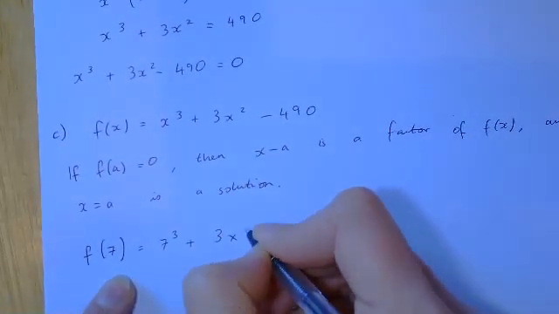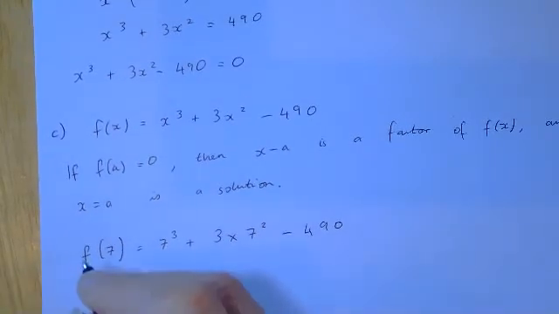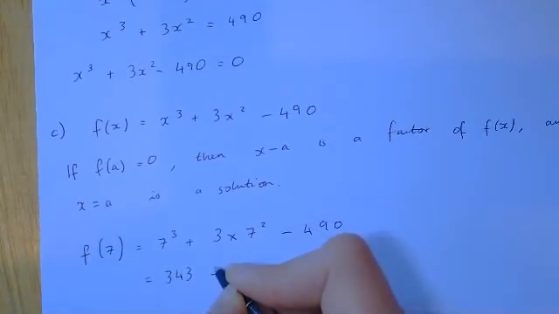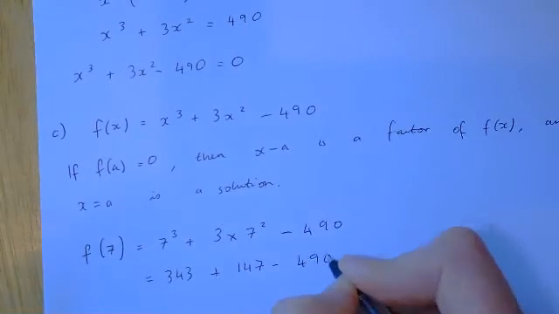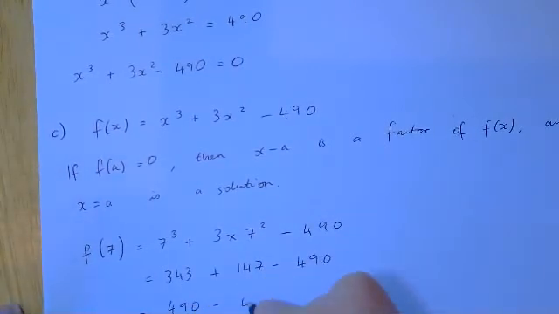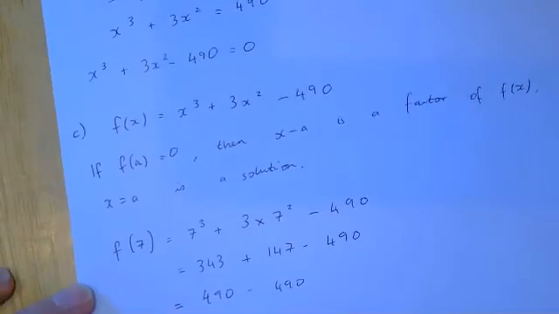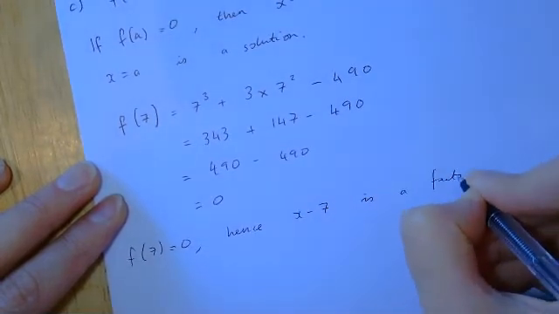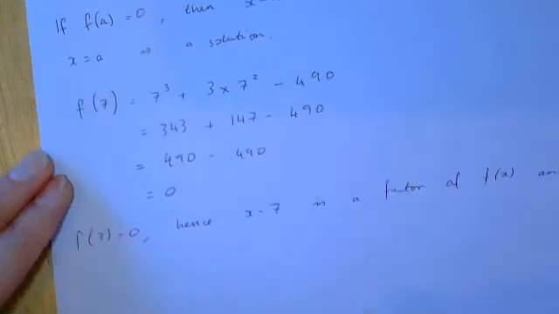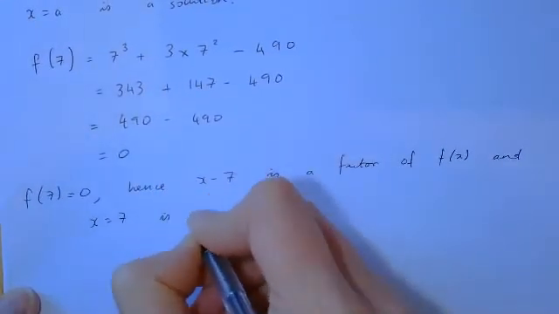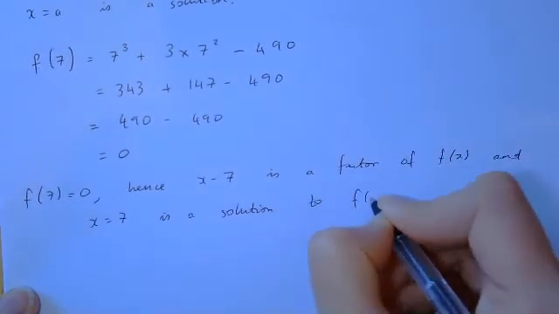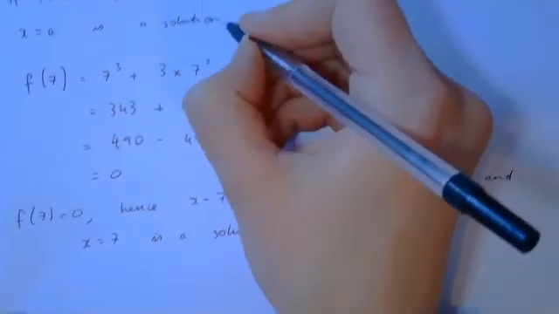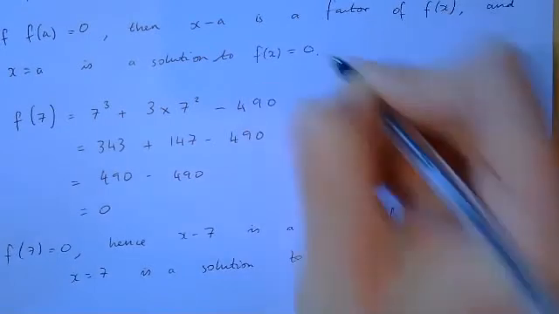So f of 7 is 7 cubed plus 3 times 7 squared minus 490, which is 343 plus 147 minus 490, which is 490 minus 490, which is 0. So f of 7 is 0, hence x minus 7 is a factor of f of x, and x equals 7 is a solution to f of x equals 0.